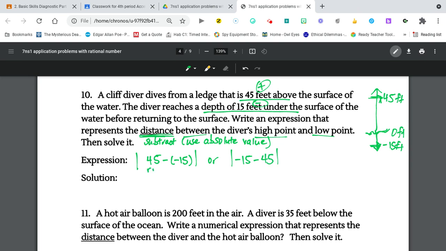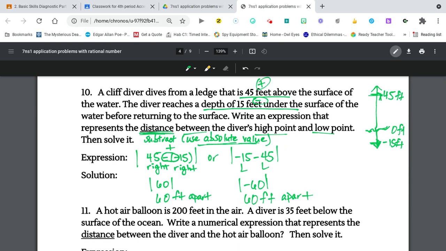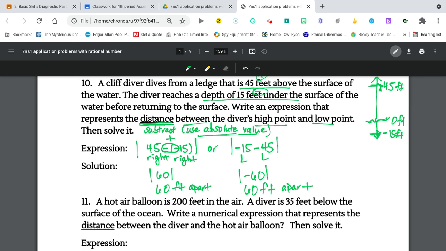So this would just be 45 to the right. And of course, minus a negative is the same as a plus. So you would end up with the absolute value of 60, which is still just 60. The high and low point is 60 feet apart. Or you could have said that goes to the left, that goes to the left. So I end up with the absolute value of negative 60, which is still 60. That's still 60 feet apart, no matter what order you subtract in. Because you're going to use absolute value, the order in which you subtract doesn't matter. Just subtract the two numbers.